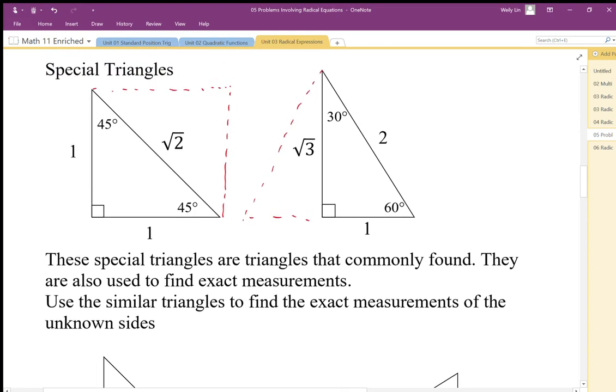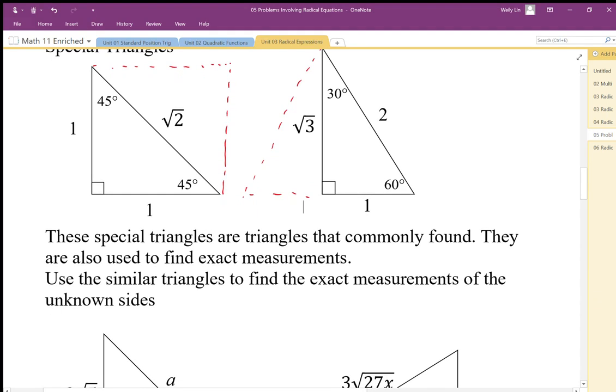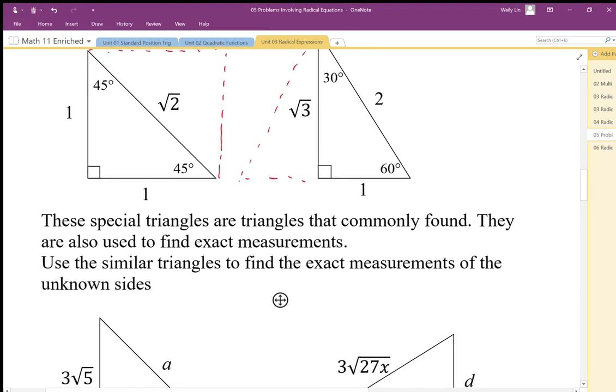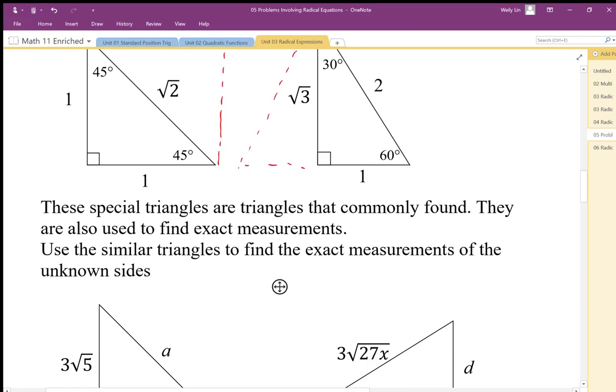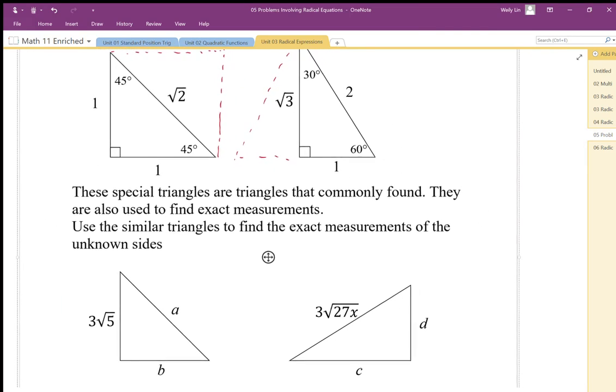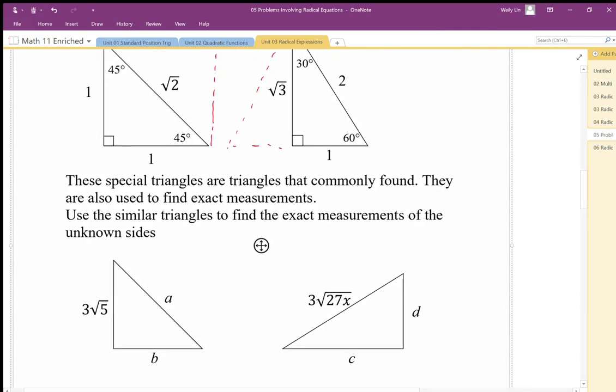Now, when we have these triangles, because they are perfect shapes and we know the symmetry, we use exact values for these, because we can find the exact. We don't have to approximate. It's not something we need to measure. We know exactly what those lengths are due to our symmetry. And we can use these proportions then to find exact measurements of these unknown sides.